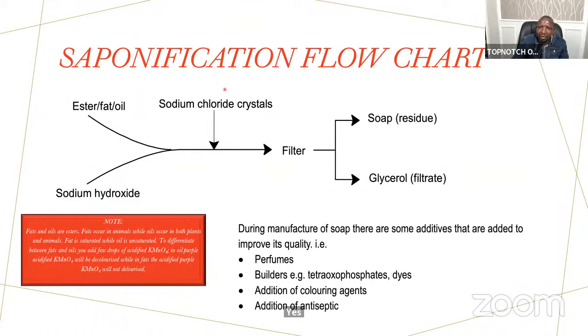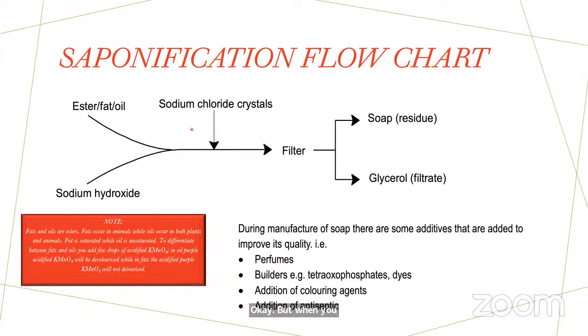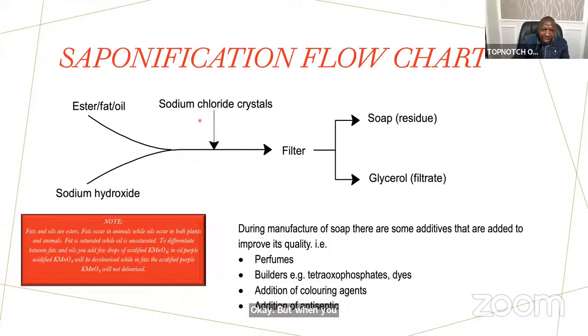The simple way of understanding this: you have vegetable oil and sodium hydroxide. When you boil, add sodium chloride. The role of sodium chloride is to separate the soap from the glycerol. Then you filter. The soap will be the residue, glycerol will be the filtrate.